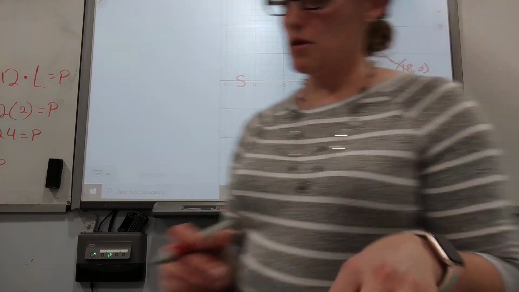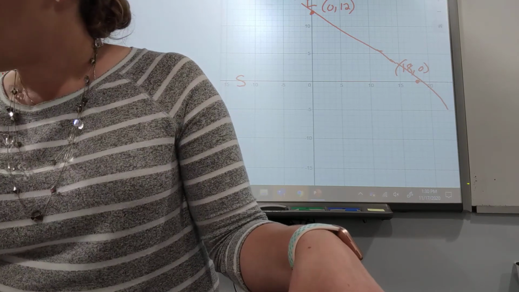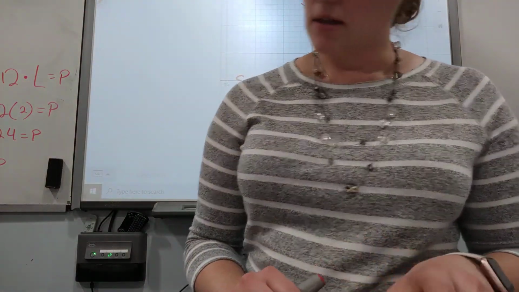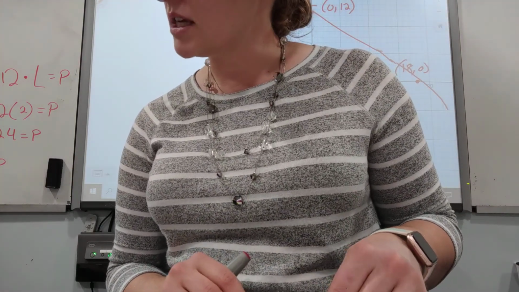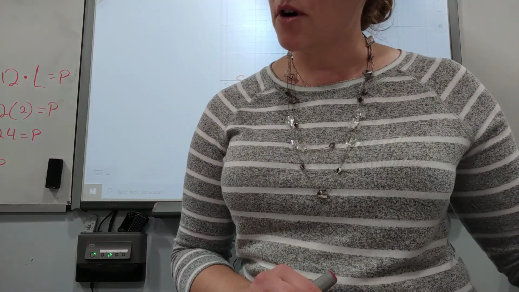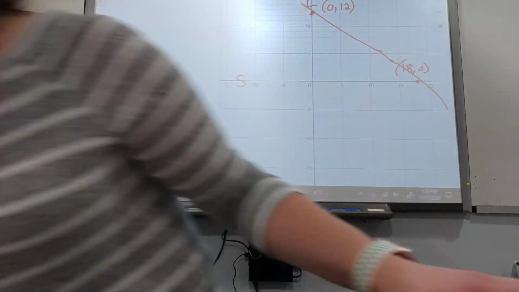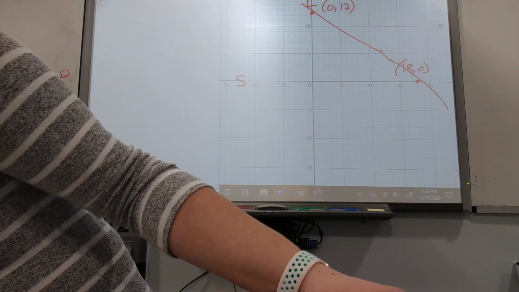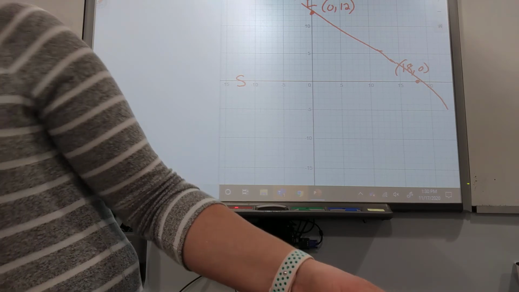Okay, well, let's get to our homework. Homework is page 346, numbers 18 through 34, evens, and then number 39. Can you write that on the board? Yes. And then number 39.